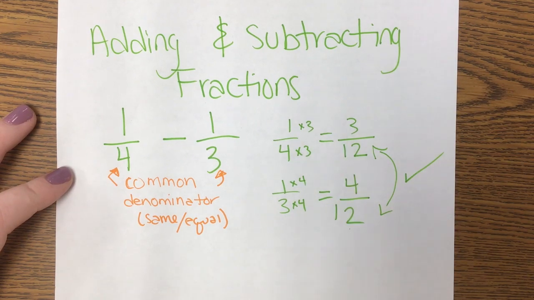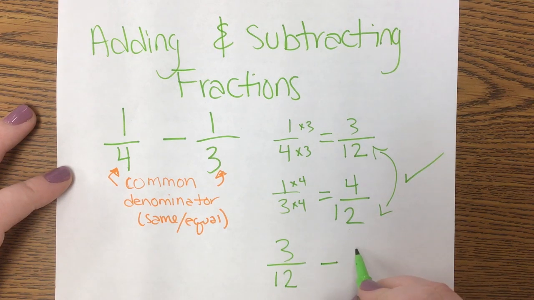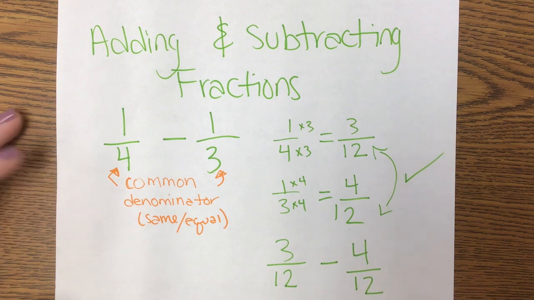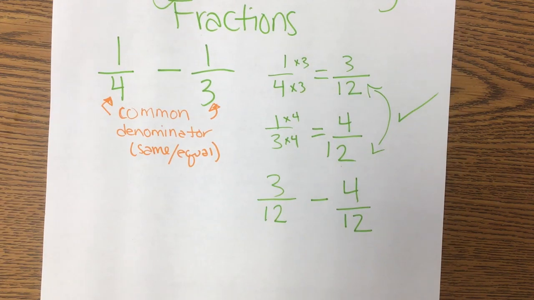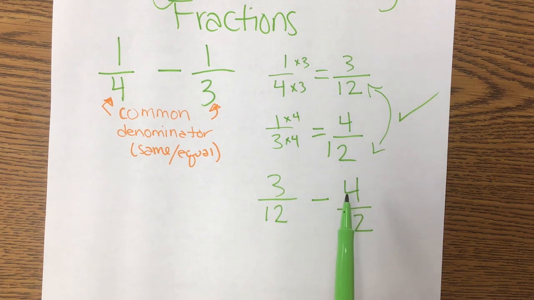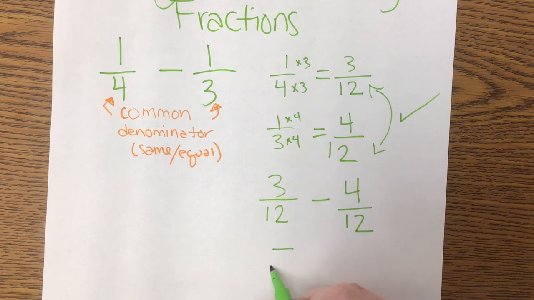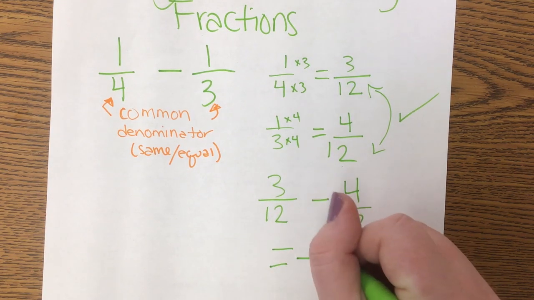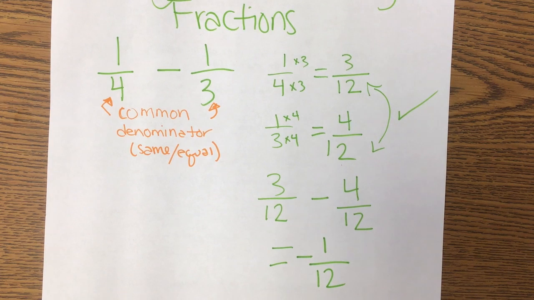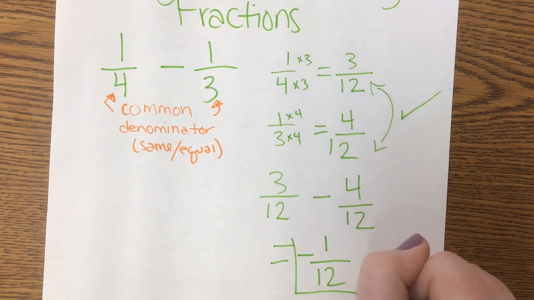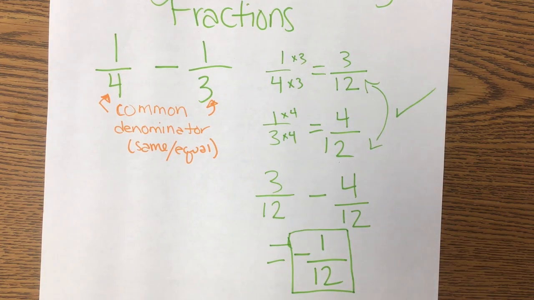So now we can subtract. I have 1/4, which is equivalent to 3/12, minus 1/3, which is equivalent to 4/12. If I just subtract straight across, 3 minus 4, so if you have $3 in your bank account and then you withdraw $4, you're going to have a negative amount in your bank account. You're going to have -1, and the denominator stays the same. So we are left with -1/12. And that is in simplest form, so I am done.